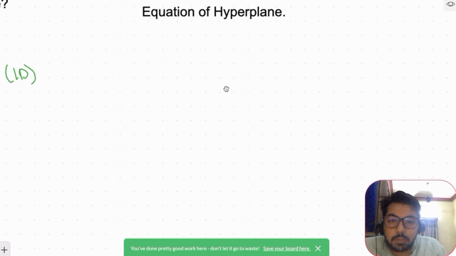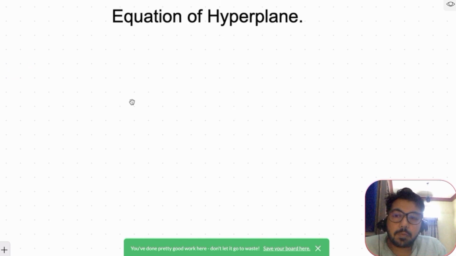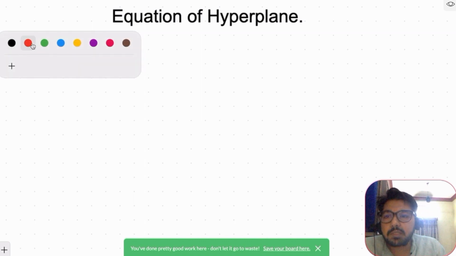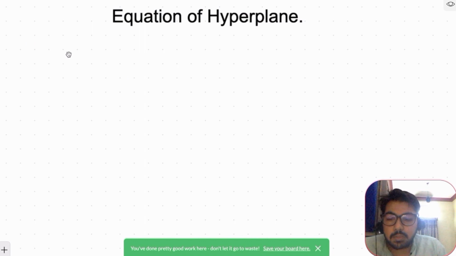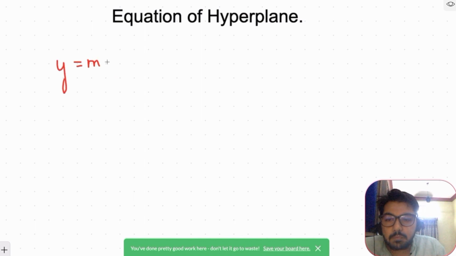Let me zoom in a little. Right. So what is the equation of the hyperplane? When I have a single-dimension hyperplane, that is a line. When I have a line, the equation would be y equal to mx plus c, the simple equation of a line. This could be written in terms of features, or if I reshuffle the LHS and RHS, it would come out like this.